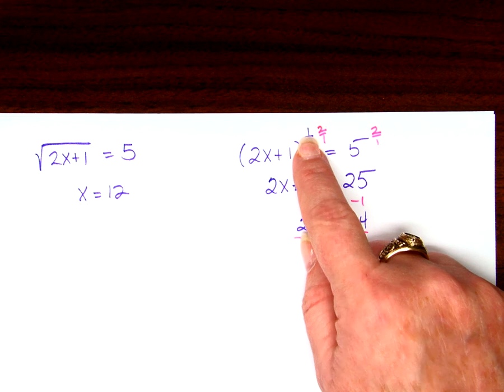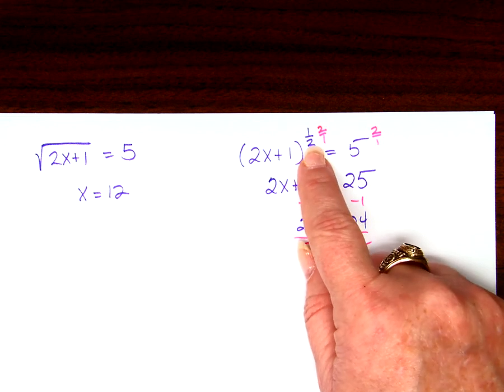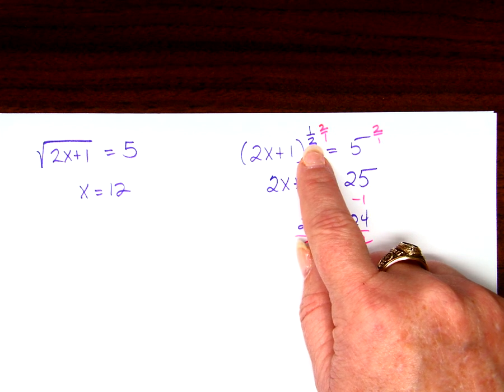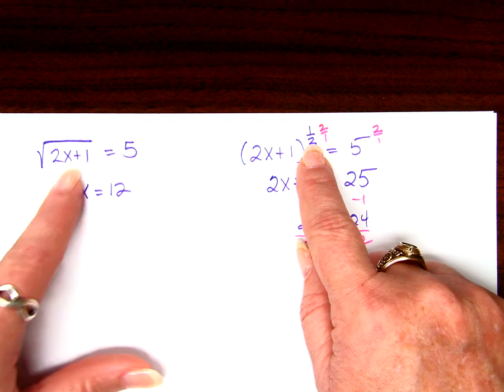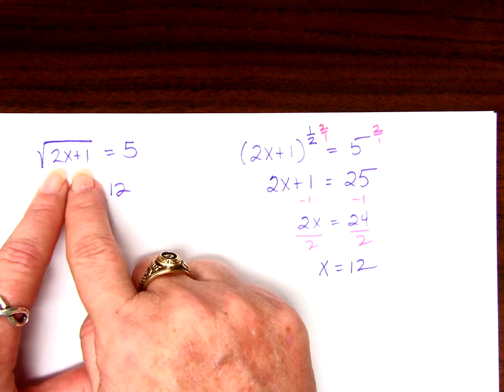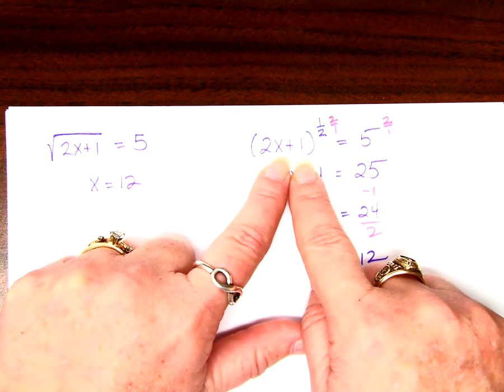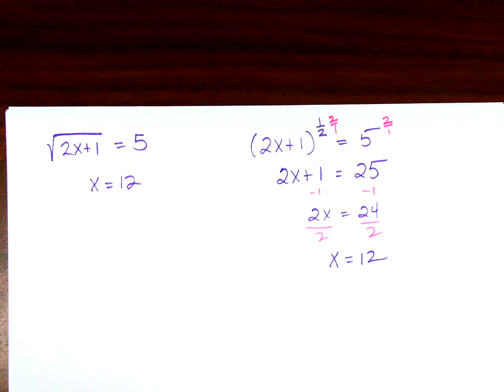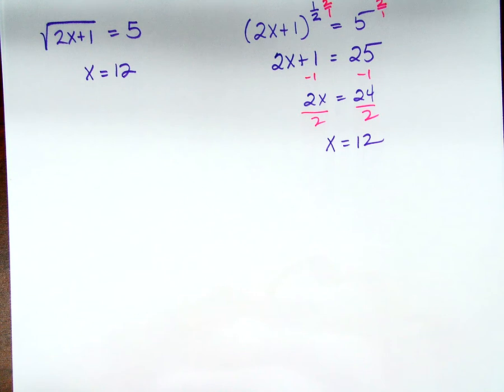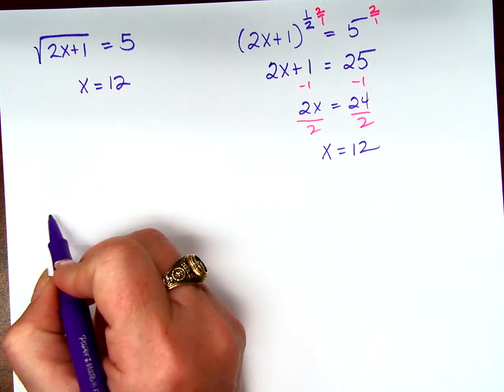This is the power. This is the root. What kind of root is this? Isn't that just a square root? Isn't that exactly the same as this? This is just written with a root. This is written with a rational exponent. Does that make sense?